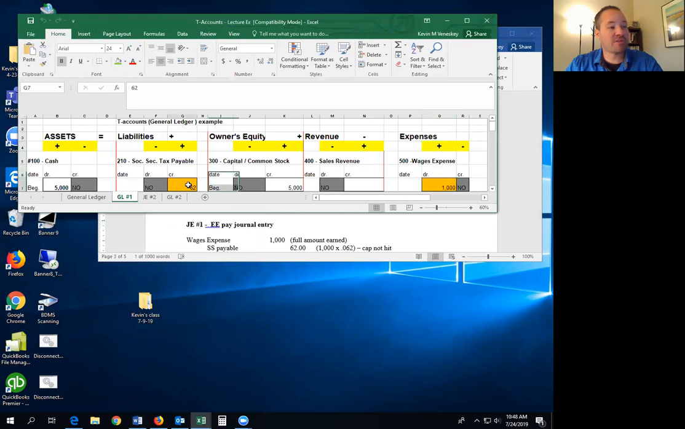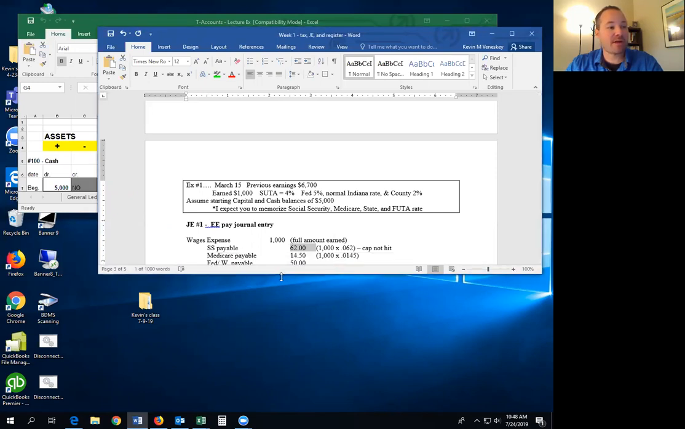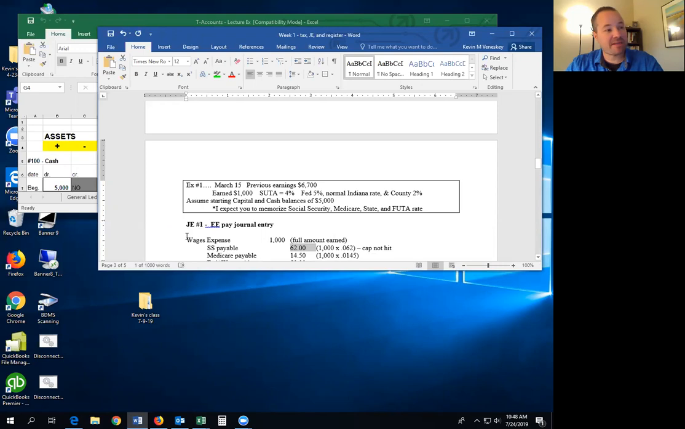So that's why I put the 62 here as my first credit. The employer owes a positive $62. Next is our Medicare. And notice the credits here, I have them indented. I have my debit out here to the left, and then all of my credits are indented and come second. Medicare, 1.45%, no cap ever. So we tax the full 1,000 on that.